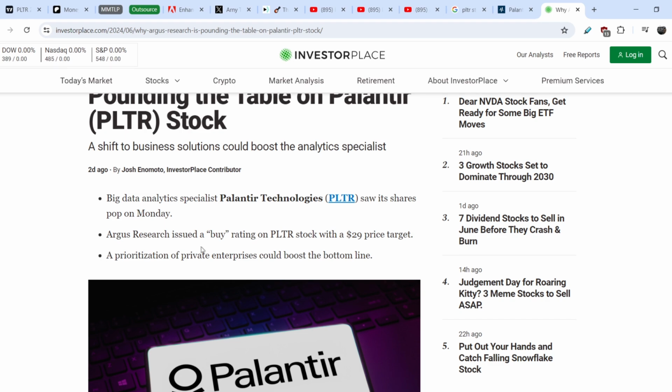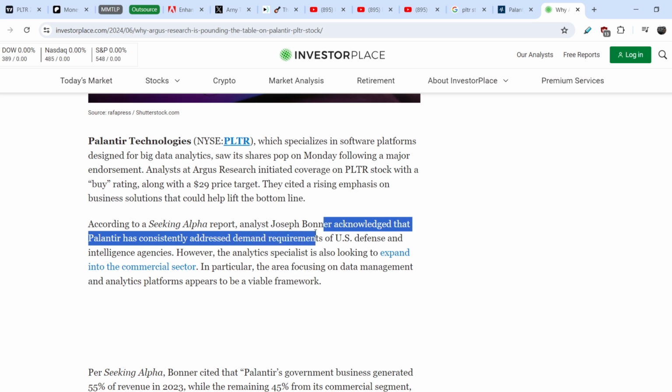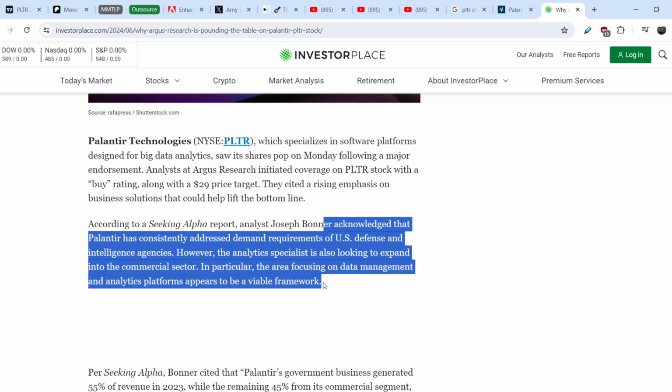A prioritization of private enterprises could boost the bottom line. And in general, analyst Joseph Bonner acknowledged that Palantir has consistently addressed the demand requirements of US defense and intelligence agencies. However, the analyst is also looking to expand into the commercial sector. In particular, the area focusing on data management and analytic platforms appears to be a viable framework.